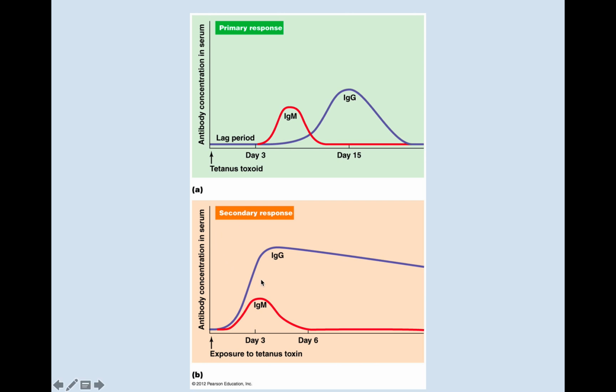So with the second exposure, if you actually came into contact with the tetanus toxin, after 3 days you have IgM, and about 4 or 5 days you have a high level of IgG. So that's the whole point of the vaccine.